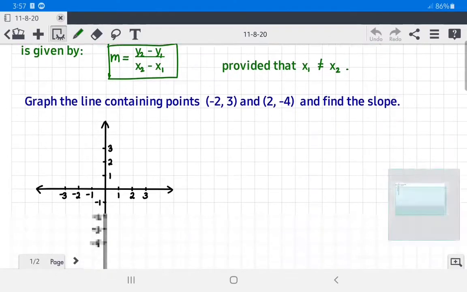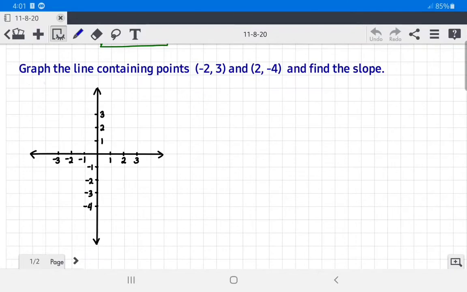So, let us have an example. Graph the line containing points negative 2, 3, and 2, negative 4, and find the slope. For the first point, negative 2 is our x1 and 3 is y1. For the second point, 2 is x2 and negative 4 is y2.